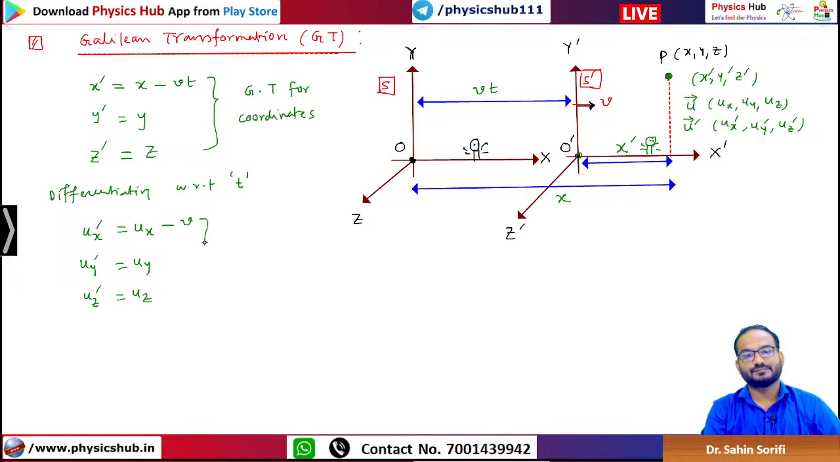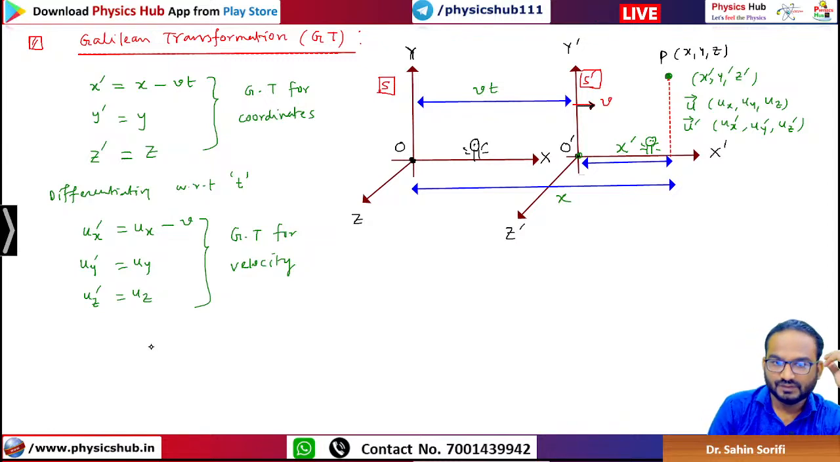This is understood? You see, dx prime by dt is ux prime, dx by dt is ux, and v is constant so v remains, and dt by dt is 1. dy prime by dt is uy prime, and dy by dt is equal to uy, and so on. This is GT for velocity. I hope this is clear till now.